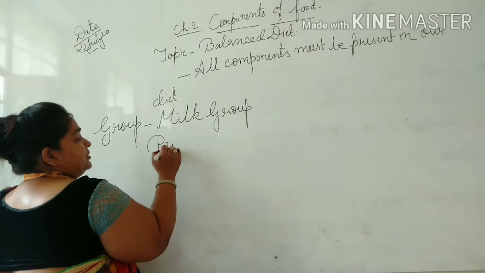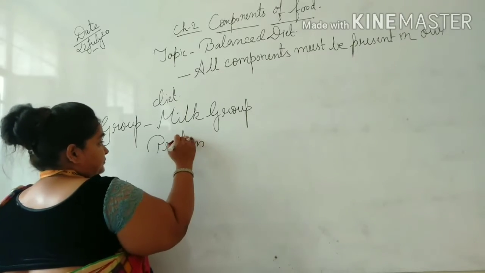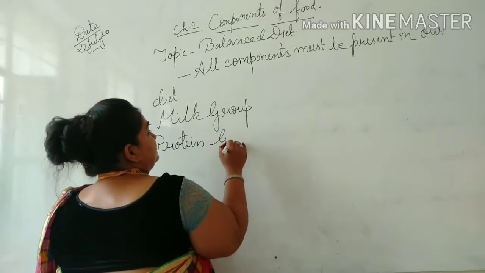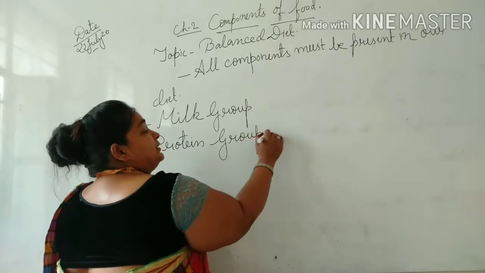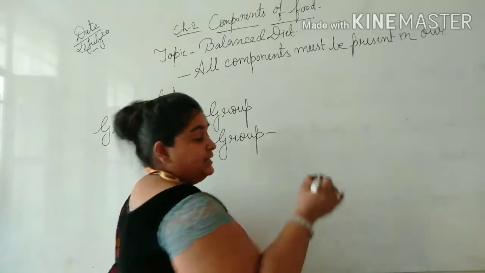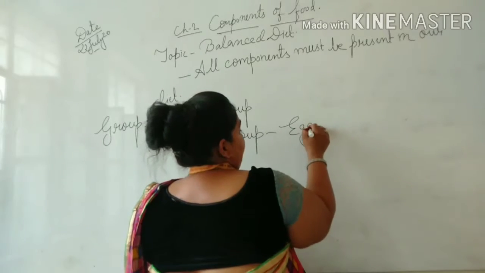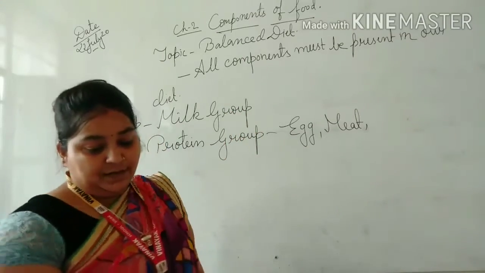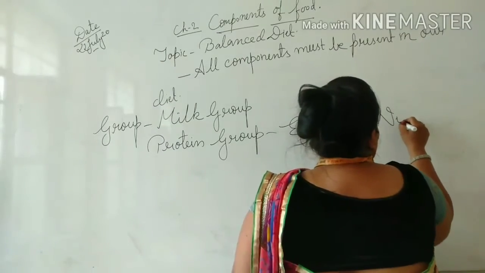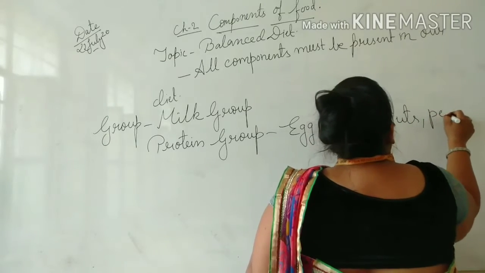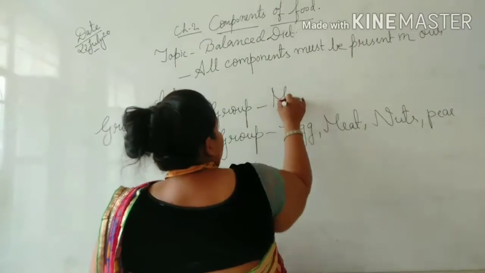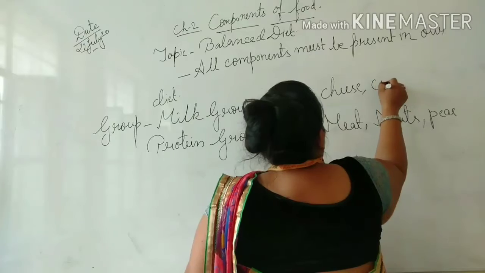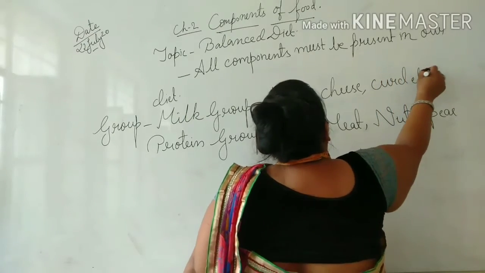The second group is protein, because you know that protein is used to build up our bodies. So it's a body-building food type. What type of foods do we eat to get it? Like egg, meat, for example nuts, peas, etc. And also milk, cheese, curd, etc. So these are important for this group.